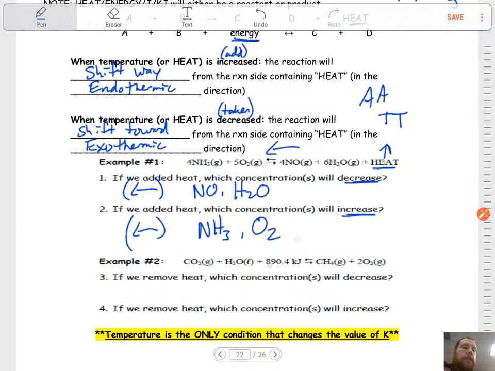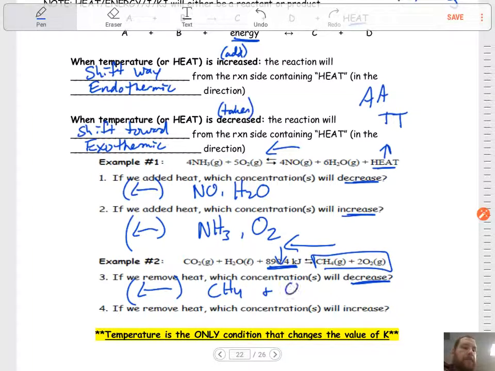All right, so number 2 is a little bit different. It doesn't say heat or energy, but we have kilojoules. So right here, that's the component we're going to look at when dealing with temperature. If I remove heat, that means this guy's going down. I'm going to shift toward it. So I'm going to shift toward where I'm taking it away. So my equilibrium shift is to the left. Which concentrations will decrease? That's everything away from where my arrow is pointing, which means those guys, CH4 and O2, are going to decrease.